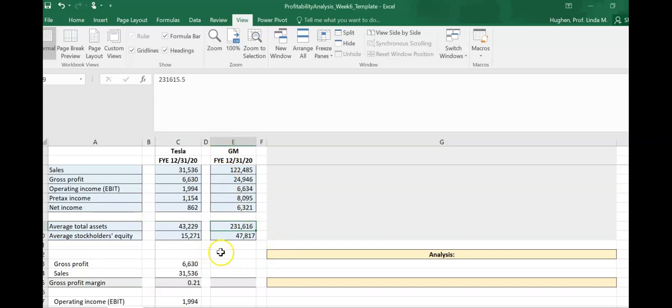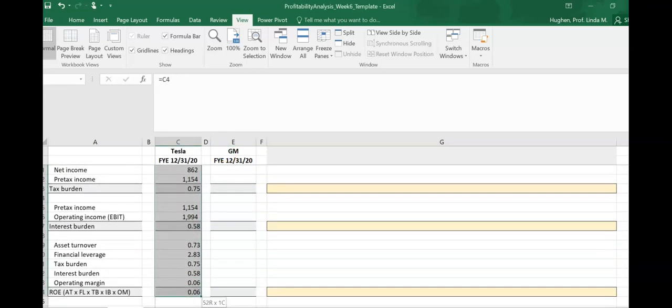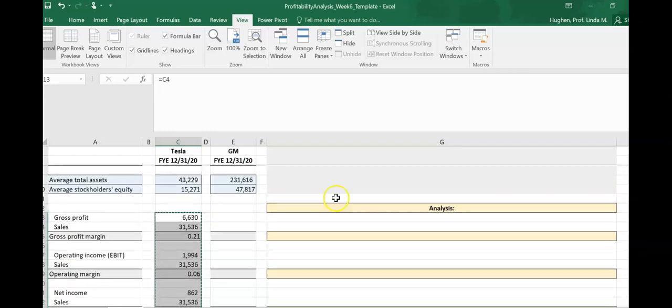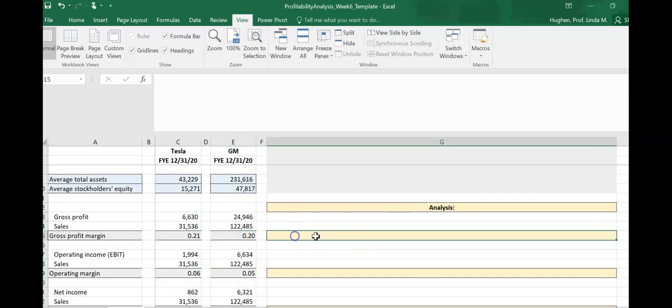Once I have all my numbers updated here, as I mentioned before, I can just simply copy and paste. These all link, so I only have to work through those and come up with the ratios once, and then I can just paste it. Okay, now we can do some analysis. Which company had a higher gross profit margin? And then let's just do a little explanation.